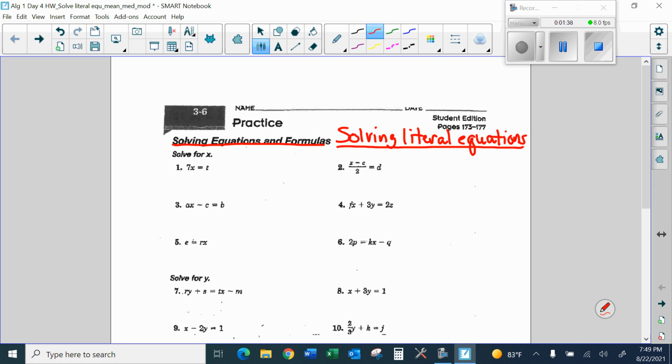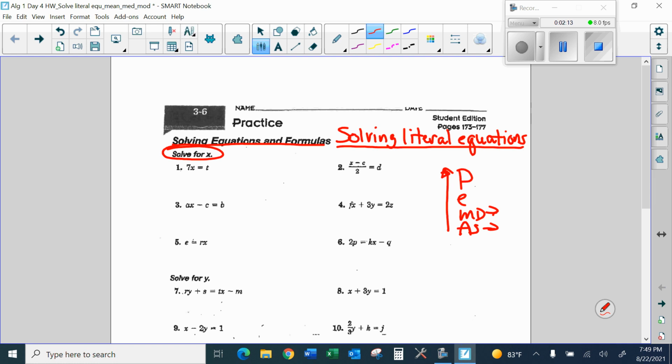So, solving literal equations. Notice in the directions, solve for x. In every one of these problems, we're solving for x. Another way of thinking about it is we just really did these. We're going to solve it the exact same way we did the last worksheet, when you have multiple terms and you're getting one term, the variable such as x, by itself. So how do we solve all equations? Reverse PEMDAS. It doesn't change.